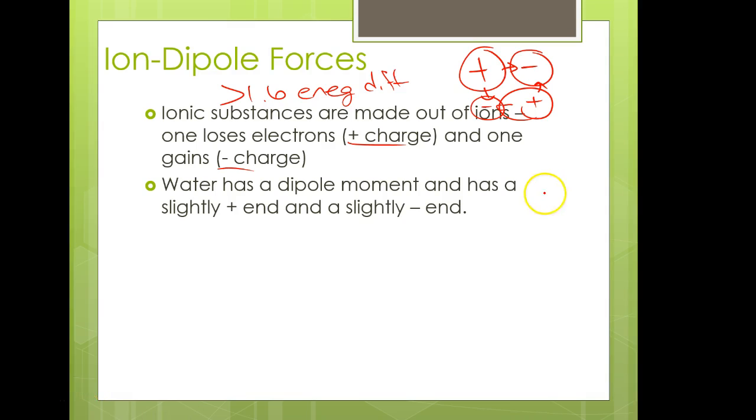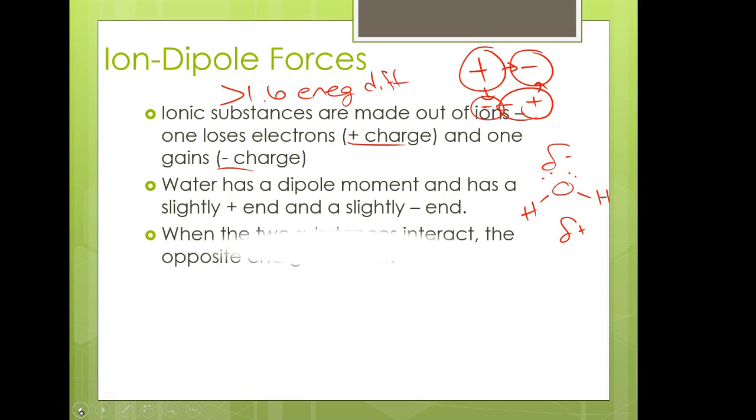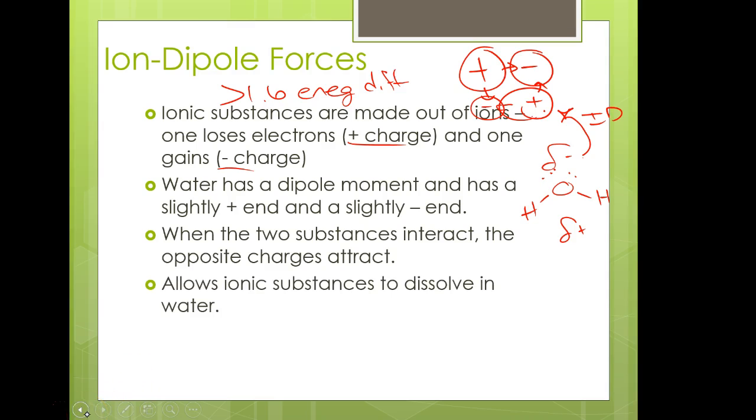Water, if you remember, has a dipole moment because it is a bent structure. One end is negative, one end is positive. When it comes in contact with something ionic, this negative end is attracted to that positive end. That is an ion dipole force. Opposite charges attract, and this is what makes ionic substances dissolve in water. This is why salt dissolves in water: the water comes along, sees that little positive, pulls the positive off, and they're attracted to each other.